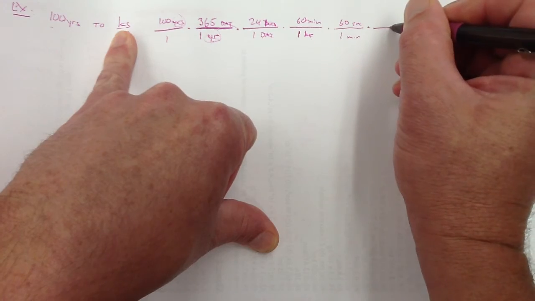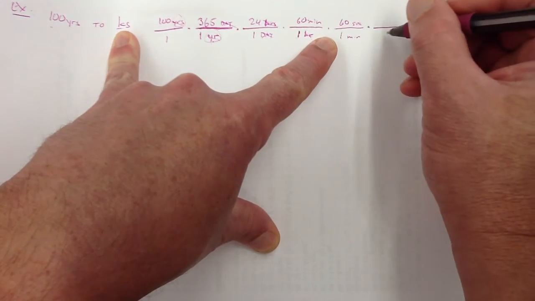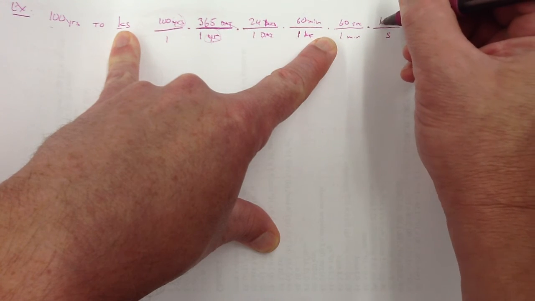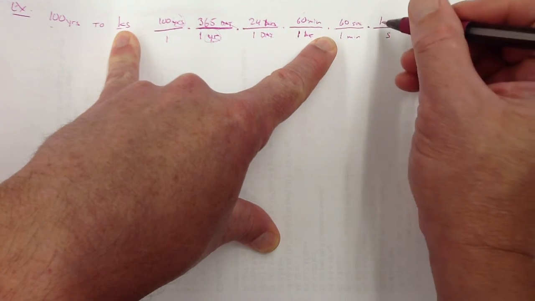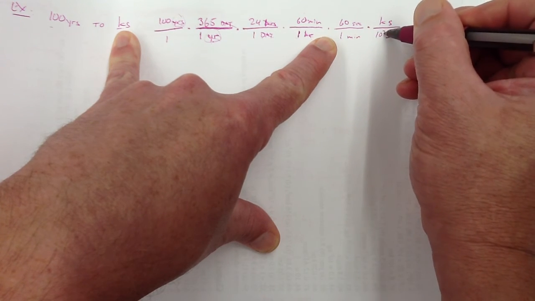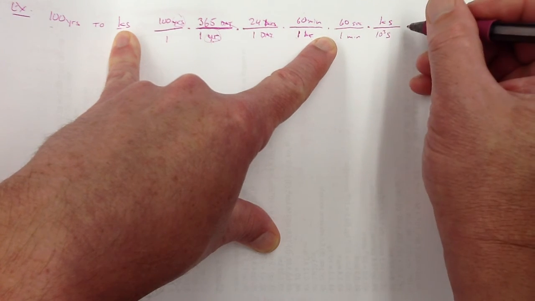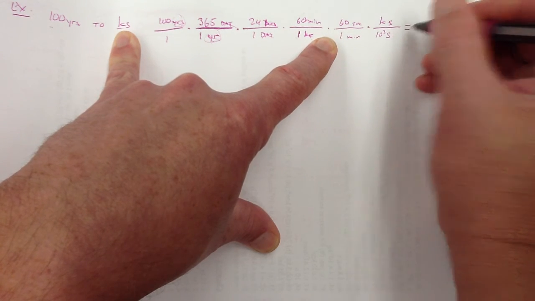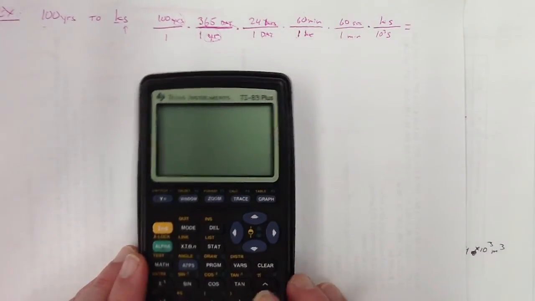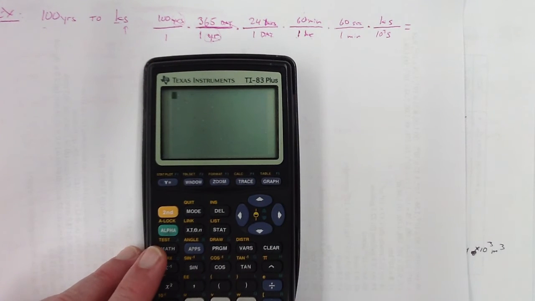So now I'm going to do the same thing I did in the last examples on the previous page. I want to get rid of seconds, and I want to have kiloseconds. Kilo means 1,000, 10 to the third. So those are equal to each other, and I'm good. Just need to flop down my calculator and do the math.